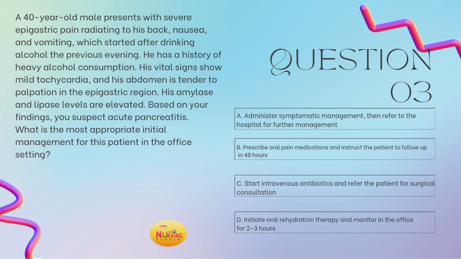All right, so similar question. What is the most appropriate initial management for this patient in the office setting? So again, treatment. What are we treating? And it says acute pancreatitis, right? So what are you going to do for acute pancreatitis? And the best answer here in the office setting, you would A, administer symptomatic management and refer them to the hospital for further management, right? Because again, you're going to treat what you can and refer them out for management and any additional treatment that may be warranted.